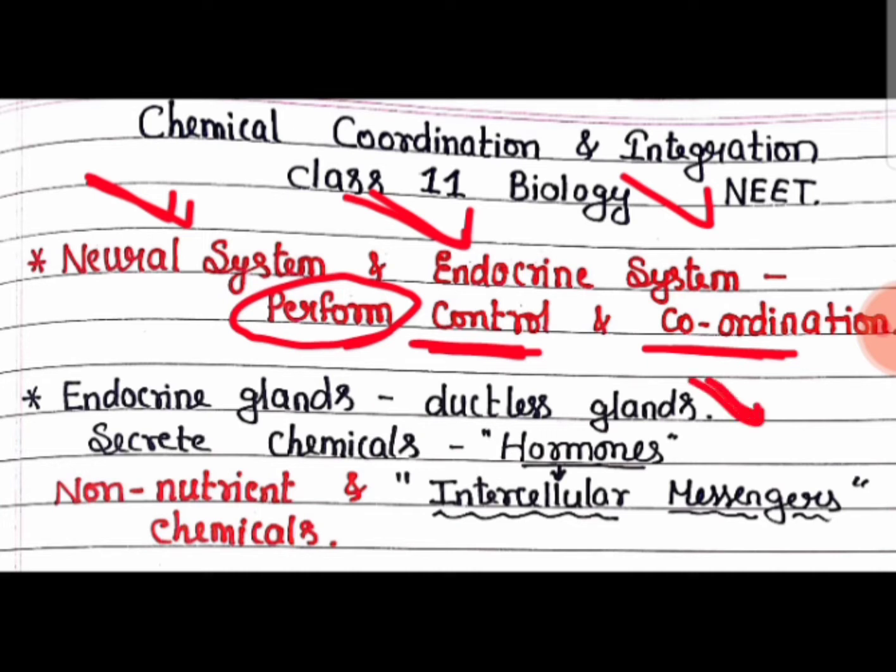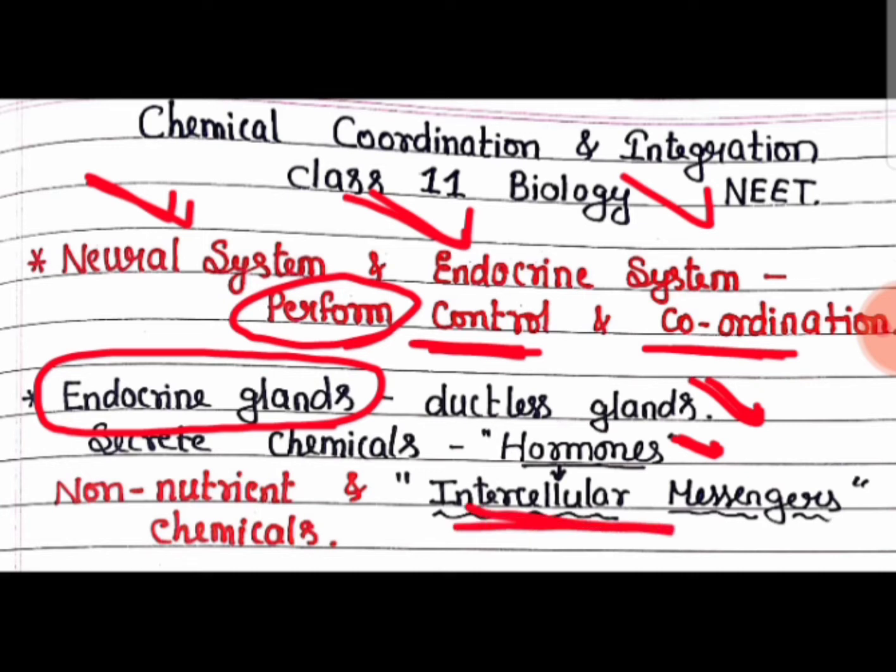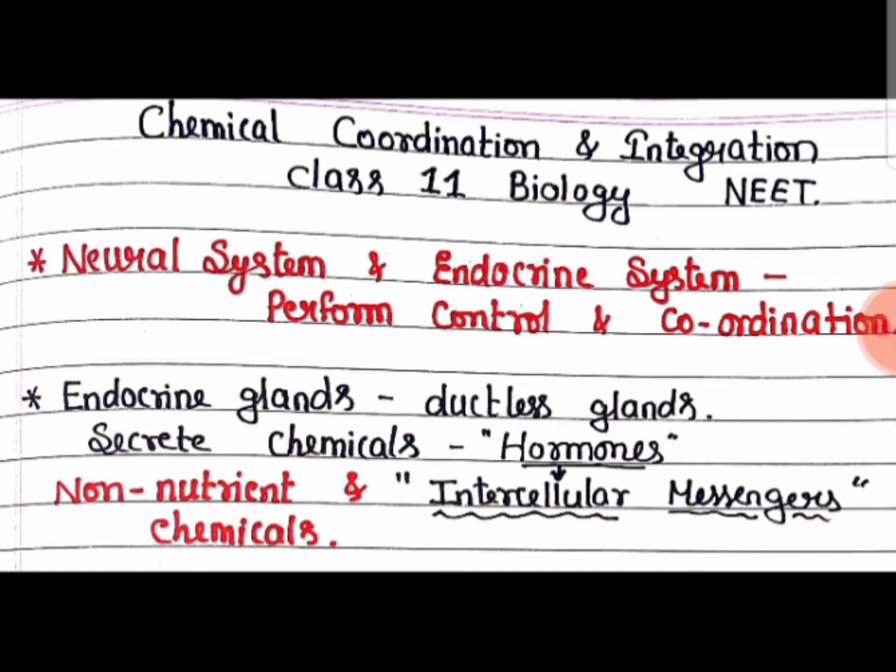Ductless glands are called endocrine glands. They secrete chemicals called hormones. Endocrine glands secrete hormones directly into the blood. And remember, hormones are called intercellular messengers, and they are non-nutrient chemicals.